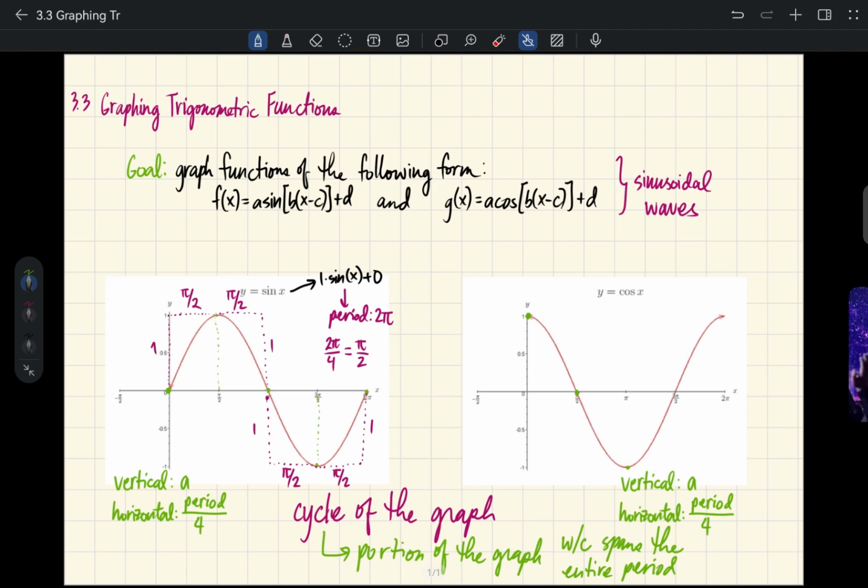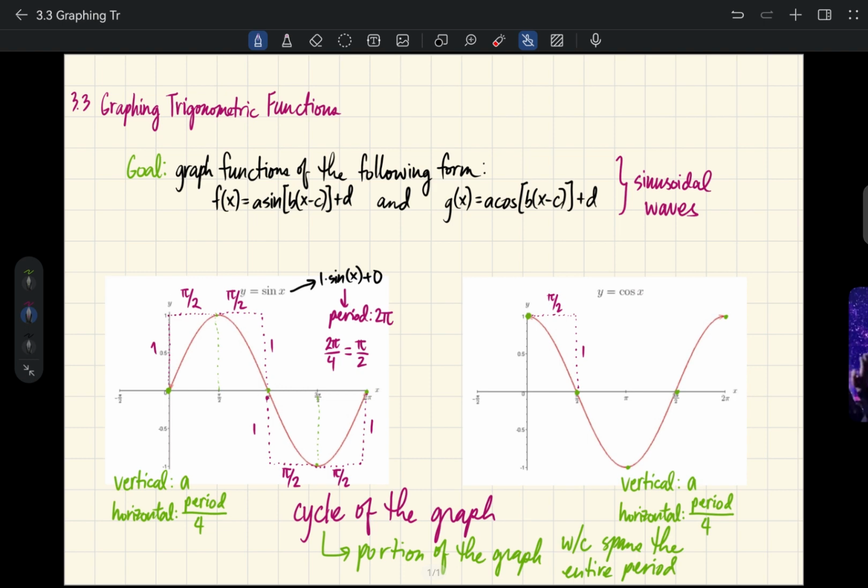Pi, negative 1. 3 pi over 2, 0. And 2 pi, 1. So what is our framework going to look like? First, to go from (0, 1) to (pi over 2, 0), you move pi over 2 units to the right, and 1 unit down.